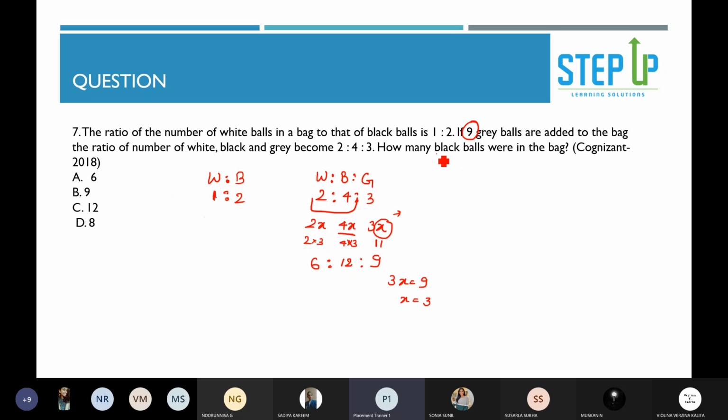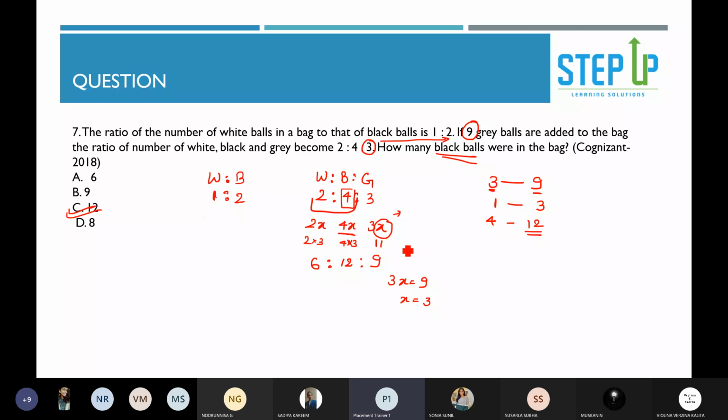But they are asking us only about black balls. So how many black balls? 12. Basically, you could have done it this way: this 3 part is nothing but equal to 9. If 3 parts is equal to 9, 1 part will be equal to 3. If 1 part is equal to 3, 4 parts will be equal to 12. That's my answer.